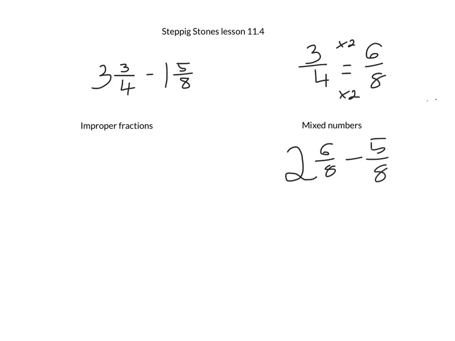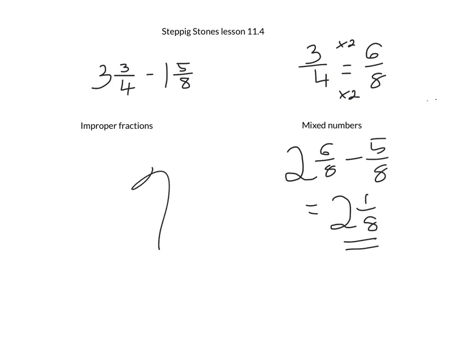Now remember, we've already dealt with the whole numbers, so I don't have to do anything with that. I just have to do 6/8 take away 5/8, which you know is 1/8. But when I write the answer, I have, of course, got to include my whole number, 2 wholes and 1/8. And that's the answer.